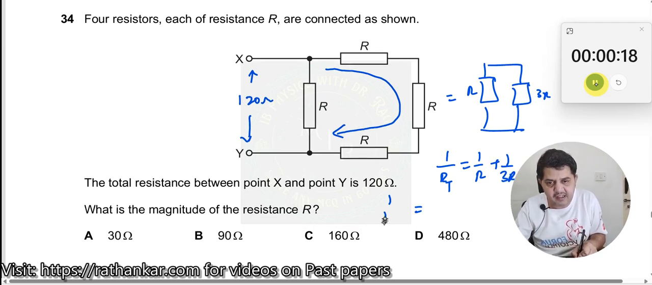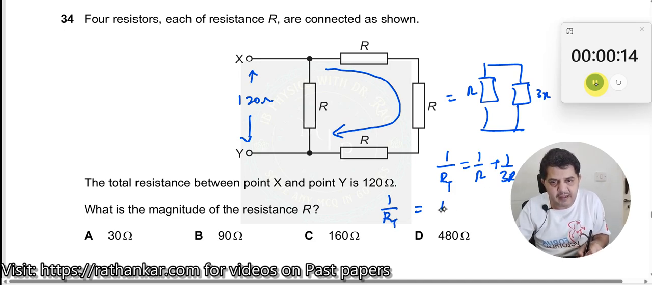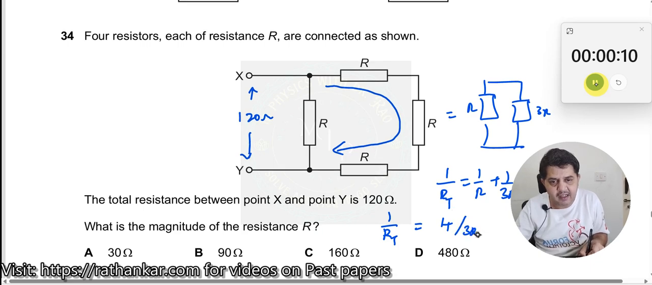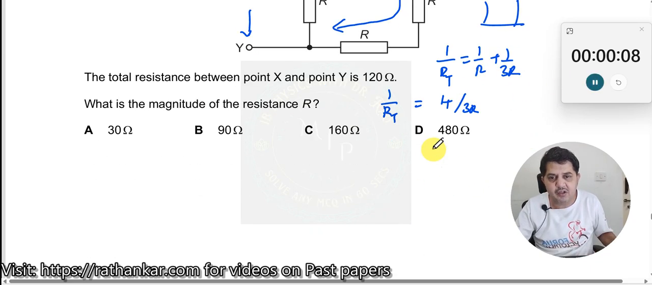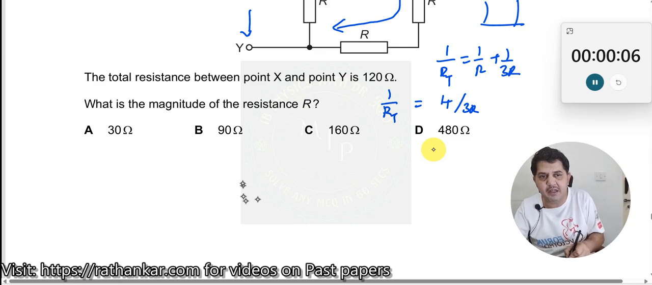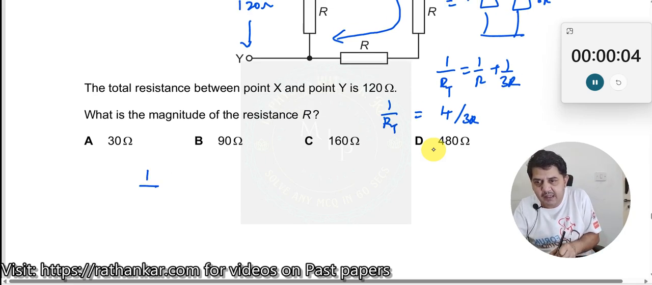be, I'll write it here, 1 by R total should be equal to 1 by R plus 1 by 3R. What will this be? This will be 4 by 3R, right? So what is R total? R total is already known to me as 120. So I'll write 1 by 120 is equal to 4 by 3R.